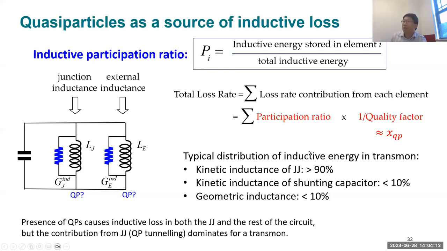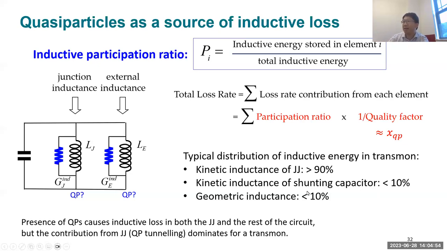The situation with the transmon qubit is interesting because, unlike a regular inductor where the energy is stored in the magnetic field, for a transmon the inductive energy, the most part of it, is stored in the kinetic energy of your Cooper pairs. It's stored in the junction, as the junction energy. Only a very small part of it lives in free space as geometric inductance or free space magnetic field, and a small part lives on the surface of the supercurrent on your shunting capacitor.